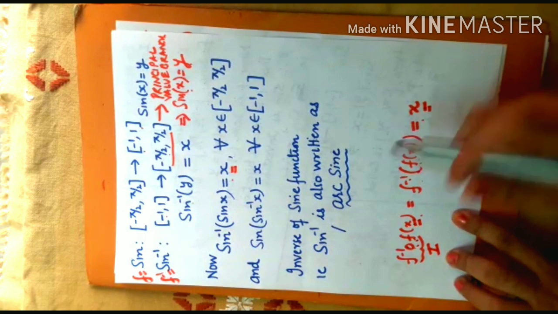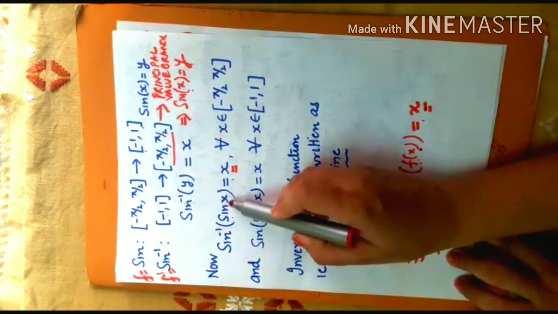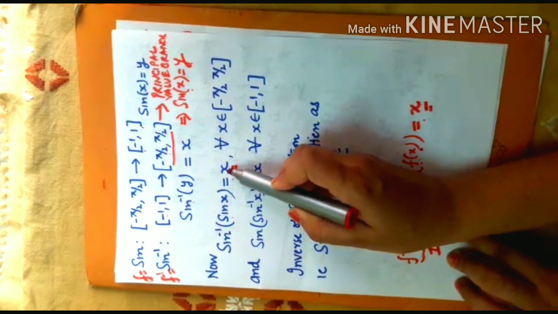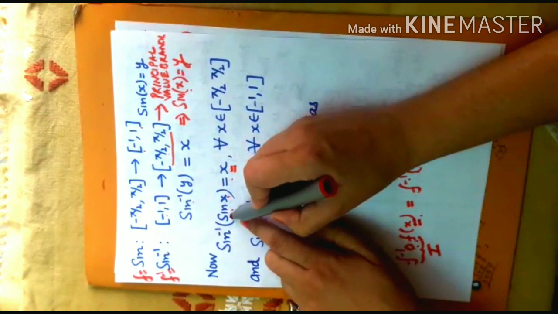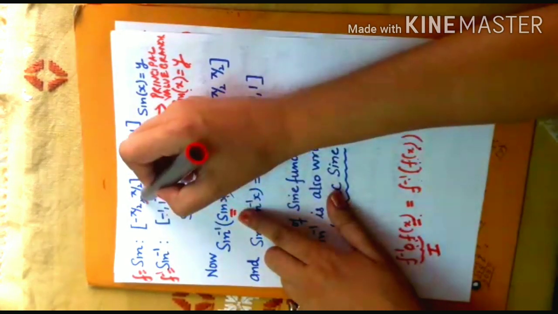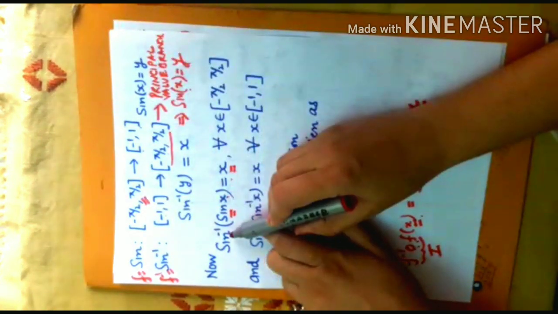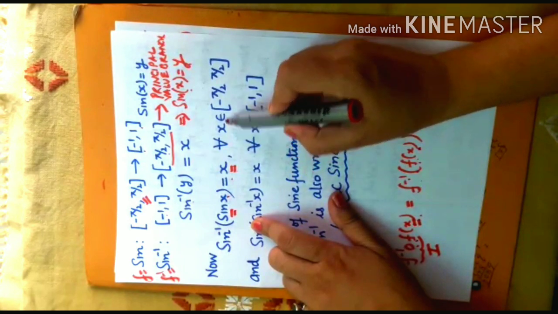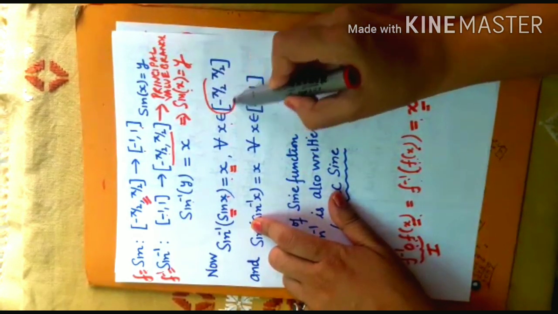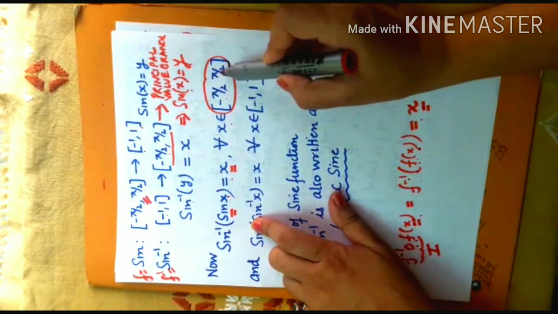So similarly, sine inverse of sine x will be equal to x. And yes, this x should come from the domain of sine function, which is this. So sine inverse of sine x is equal to x for all x which belong to the closed interval minus pi by 2 to pi by 2.